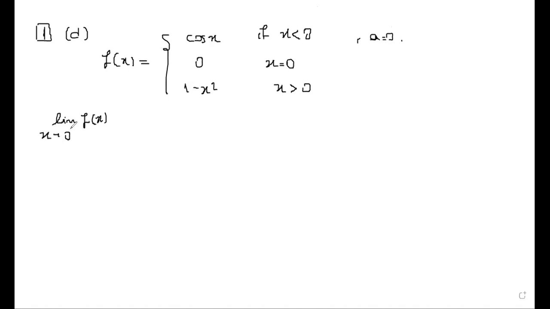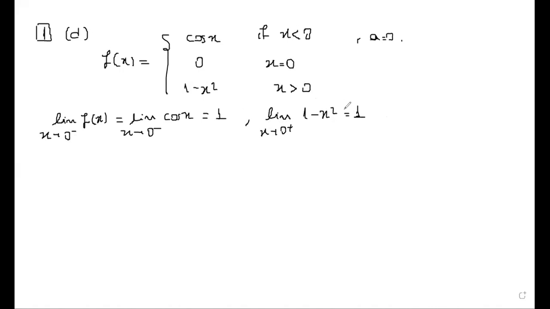Okay, so let's check first the limit of the function. When x is approaching 0 from the left, the function is defined by cosine, right, as you see. So here we have cosine x. So we just plug in x equals 0 and get cosine 0 is equal to 1. And from the right, the function is defined by 1 minus x squared. Just plug in x equals 0 and we will get again 1. So it means the function has a limit at that point 0 and it's equal to 1.